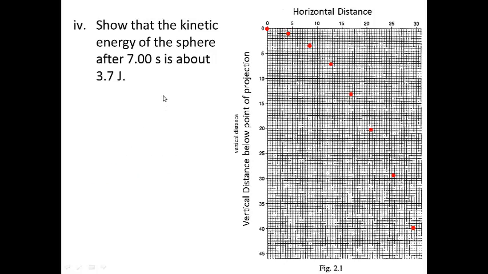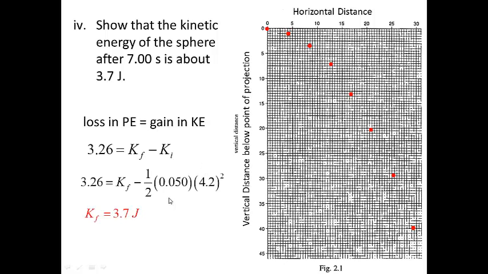Show that the kinetic energy of the sphere after 7 seconds is about 3.7 joules. The loss in potential energy is equal to the gain in kinetic energy. This is due to conservation of energy. So the loss in potential energy is 3.26. The change in the kinetic energy will be final kinetic energy minus initial kinetic energy. So we know the initial speed, so we can find the initial kinetic energy. Solving the equation, we get the final kinetic energy to be about 3.7 joules.